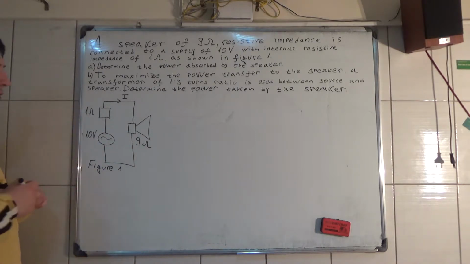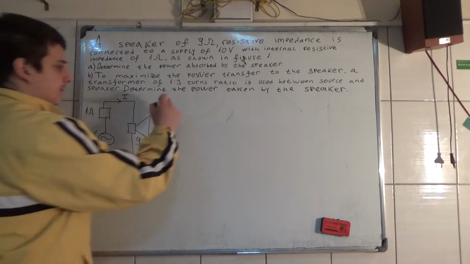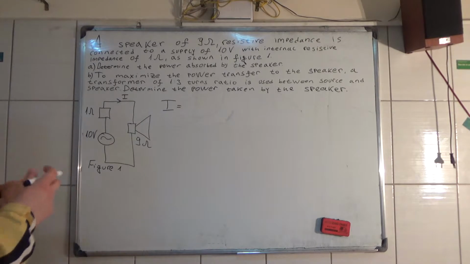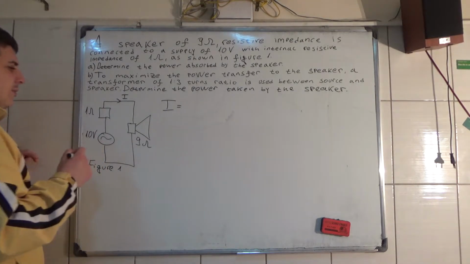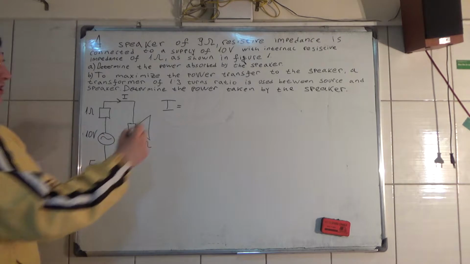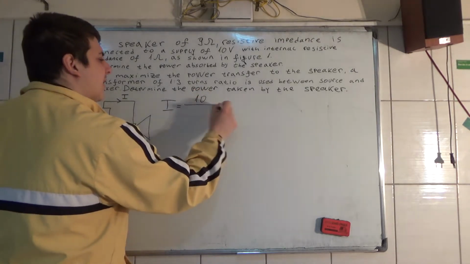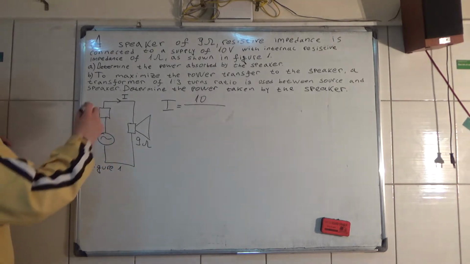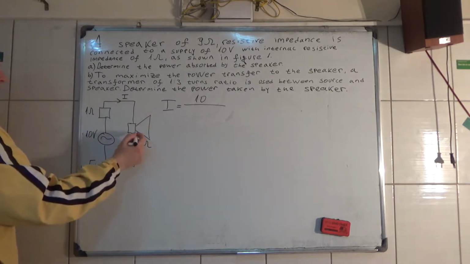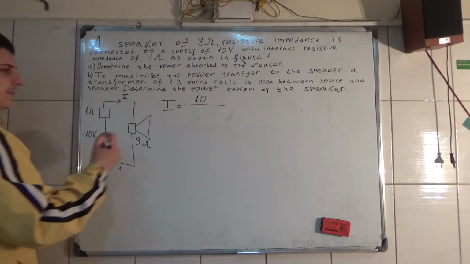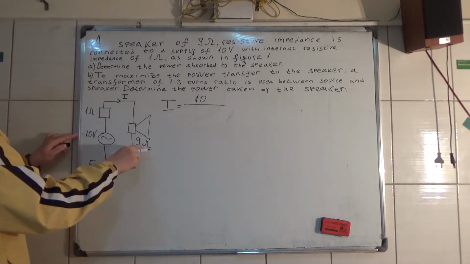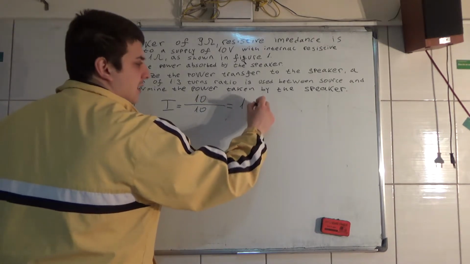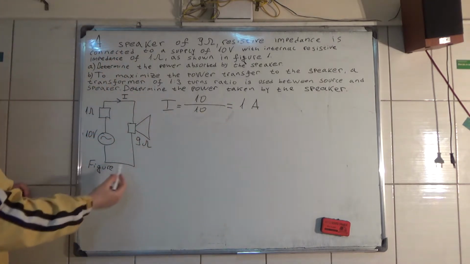By Ohm's law, or the second Kirchhoff's law, I is going to be equal to the supply voltage, 10 volts, divided by the series resistance of the internal resistance and the speaker. Now we want to calculate the current in this circuit. And that is 1 ohm plus 9 ohm, and that is 10. So a current of 1 ampere is going in this circuit.